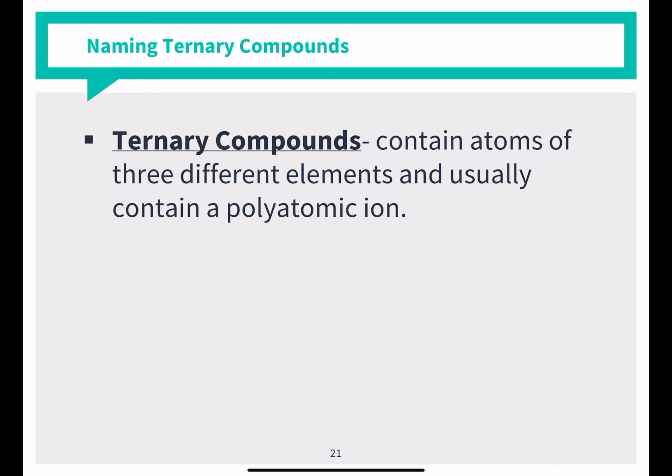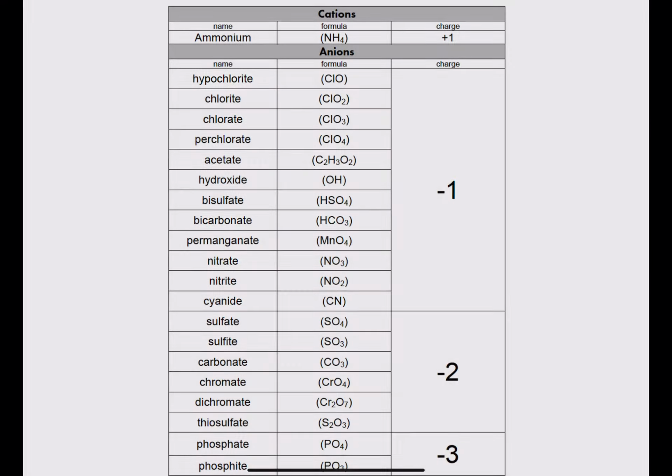Today, we are going to talk about naming ternary compounds. They have three different elements in them. Usually one is a polyatomic ion. You should have this sheet in your binder. You'll want to pull that out as well as your periodic table. I told y'all you were going to get to be best friends with that periodic table.